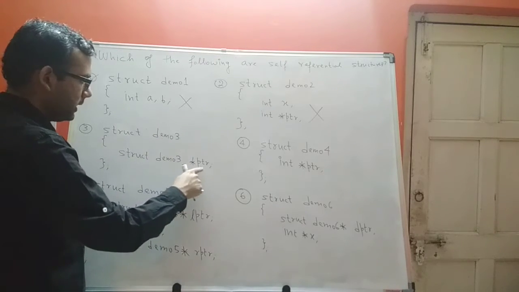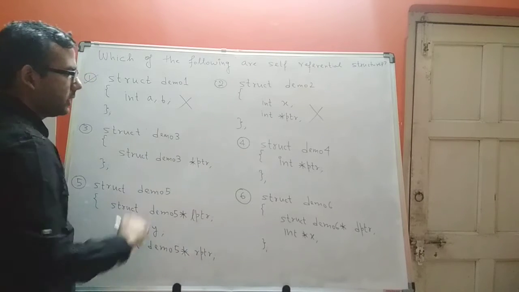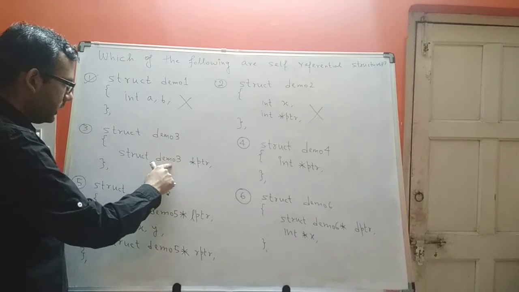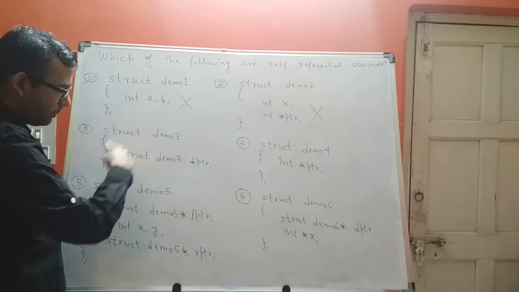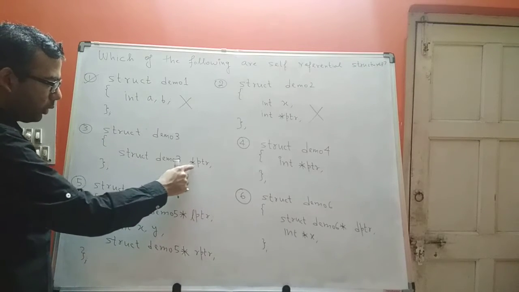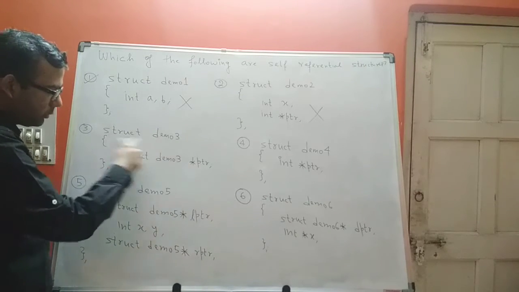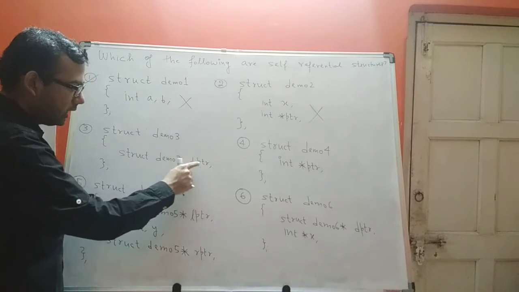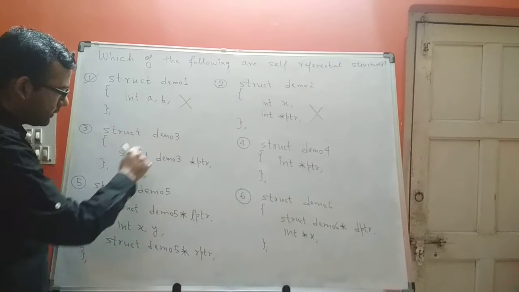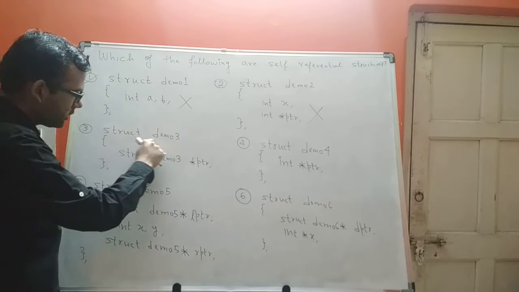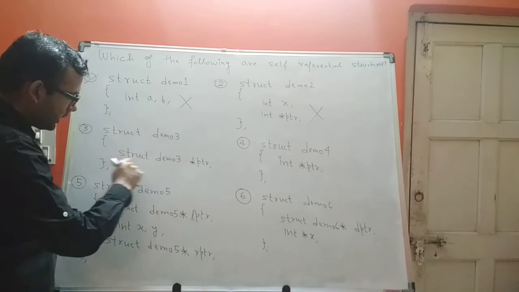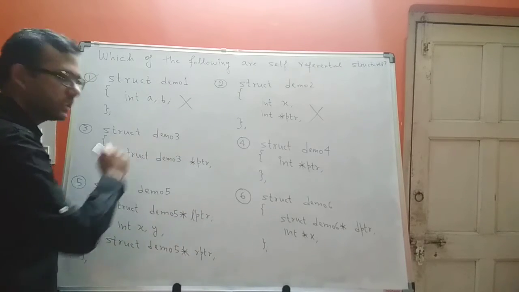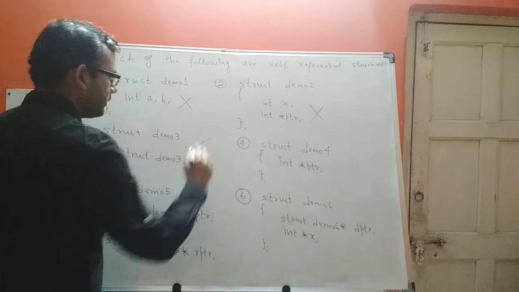Now here I see that ptr is a pointer to demo3. Since ptr is a pointer to demo3 and the type of demo3 is this, I'll just repeat this. Look at ptr. ptr is a pointer to struct demo3. And what is struct demo3? Struct demo3 is this structure itself. So I have here a pointer ptr which is a pointer to the structure itself. See, the name of the structure is struct demo3, and the type of ptr is also struct demo3. That means ptr is a pointer to the structure itself. As a result, this is a self-referential structure.